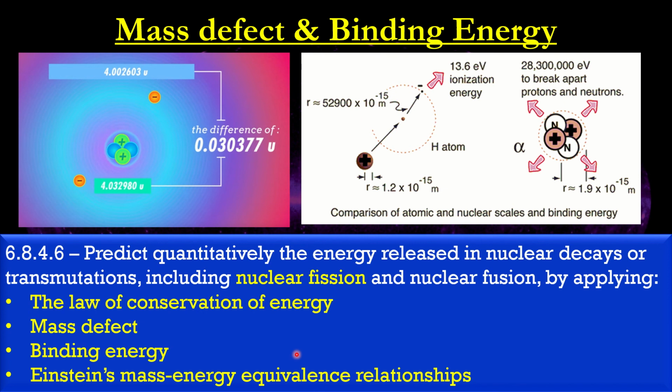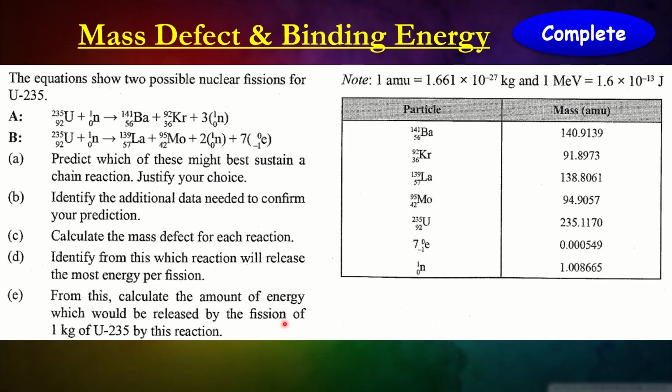The last bit I guess we need to talk about is just doing some calculations to predict the energy being released due to the mass defect, using Einstein's mass-energy equivalence relationship for nuclear fission, and obviously showing that we are following the law of conservation of energy. Okay, so the last one we have is just these questions here. You can see some of these nuclear equations. So we have predict sustained reaction. Use these calculations to work out these questions here.